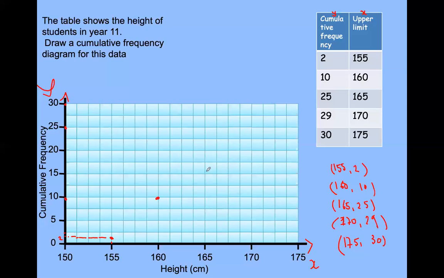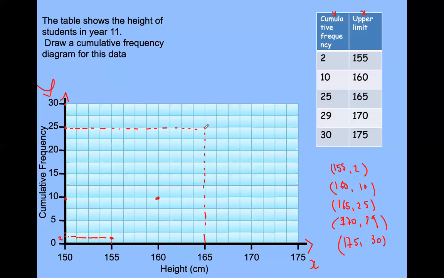165, 25, so it's going to be right there. Make sure it's right above 165. That's why it's good to draw vertical lines with a ruler. The reason is that, especially if you deal with many values, you make sure you draw the lines under the exact value, okay?